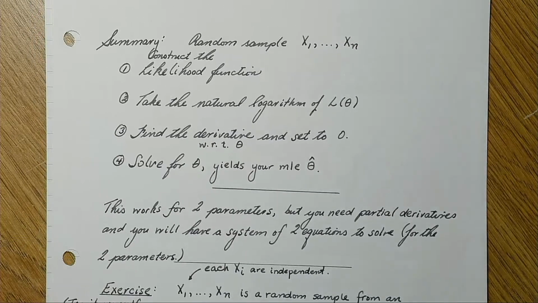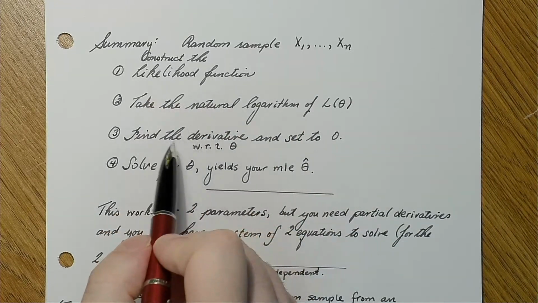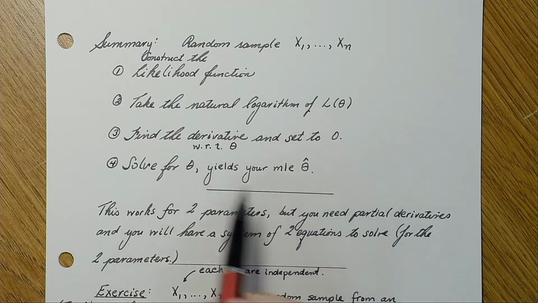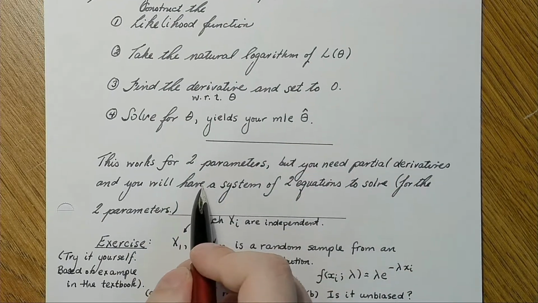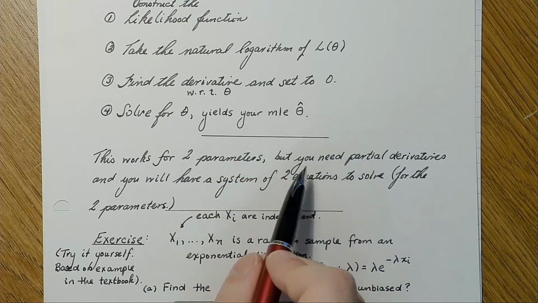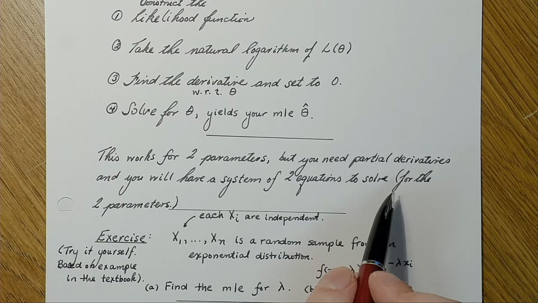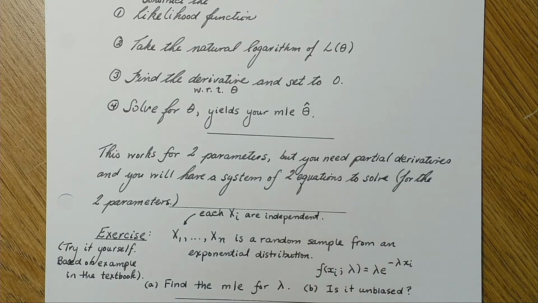So again, here's our summary. We have our sample. We'll construct a likelihood function, take the natural logarithm, take the derivative, set it to 0, solve for theta. Now, again, this also works for 2 parameters, but instead, like I said, you'll have partial derivatives, and you will have a system of 2 equations, 2 unknowns. If you had 3, you would have 3 equations, 3 unknowns.